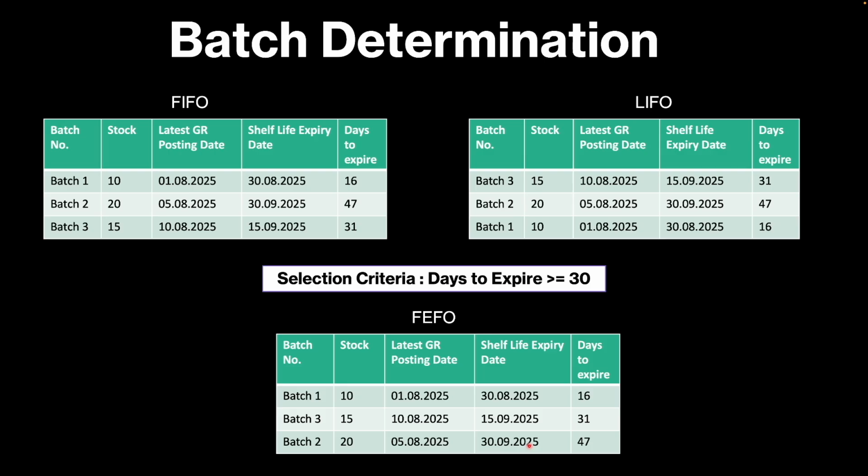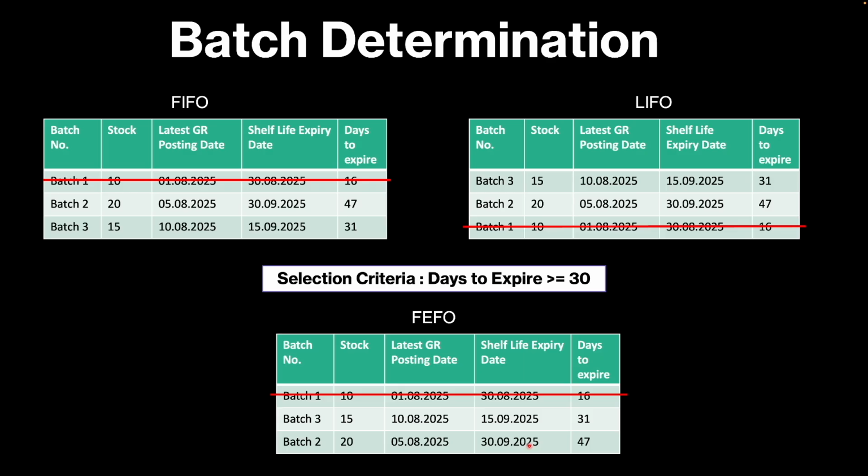So in that case, we'll have to exclude the batches which have days to expire less than 30 days from our batch determination. So before sorting the batches based on these three strategies, first we'll have to remove the batch which does not meet our selection criteria. And in this way, you can see in all these three cases, batch 1 will be removed from the selection. Why? Because for batch 1, the days to expire is 16 days, which is less than 30 days. So we cannot issue materials from batch 1. So before sorting based on these three strategies, system will remove this batch from the determination process.